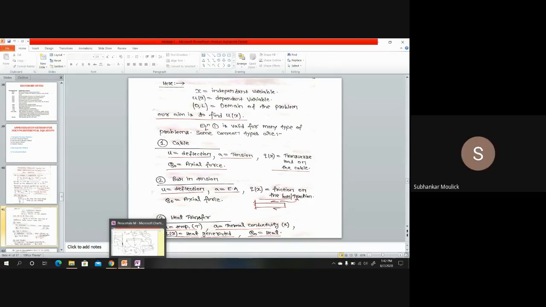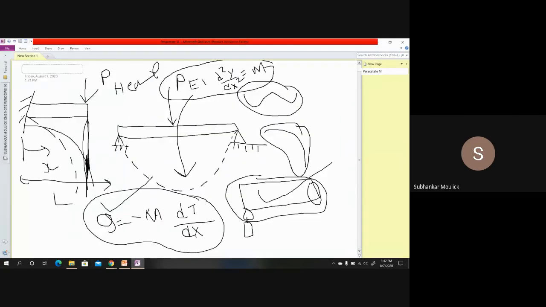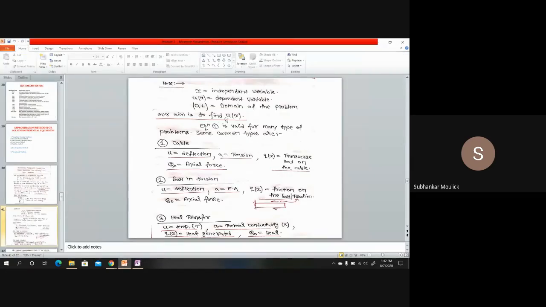Okay, fine. What is our aim? Our aim is to find u of x. That means what is the pattern, whether it is following a cubic pattern, quadratic pattern, or some sinusoidal pattern. That is what I have to find out. That is my main motive of this problem.